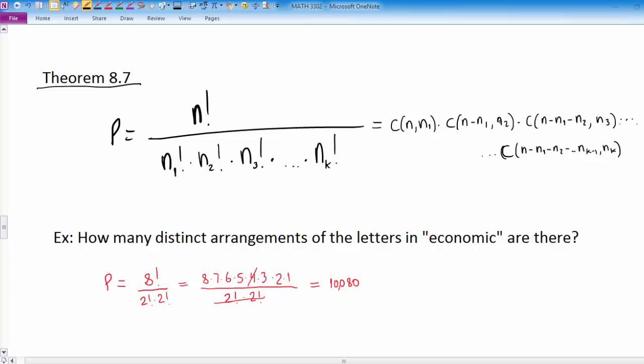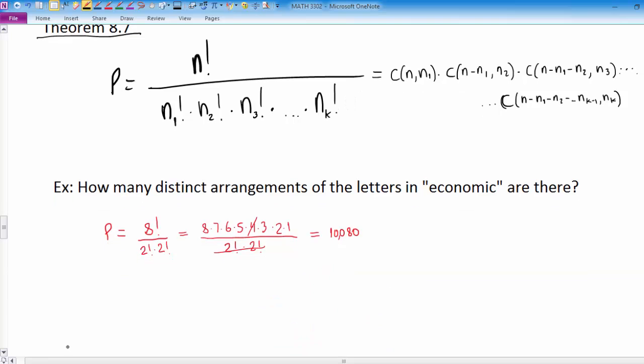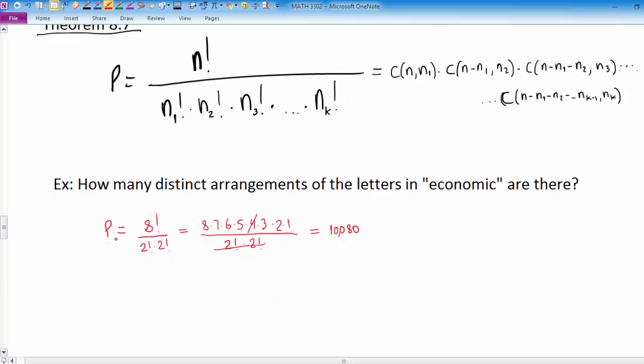And you're selecting n2 objects for that second group. And then the remaining objects, which would be the remaining slots, would be n minus n1 minus n2. So you're going to pick n3 of those remaining for your next group. Let's take a look at one example and see how that works. Well, we can actually use the same example here.